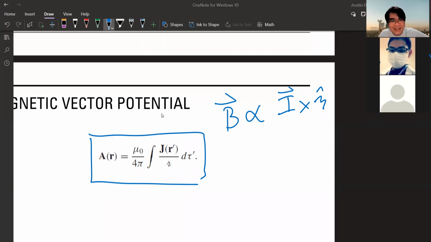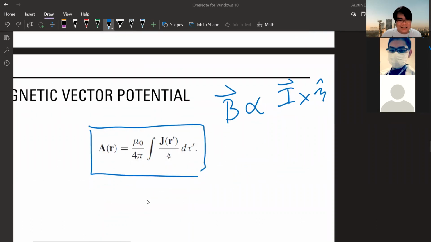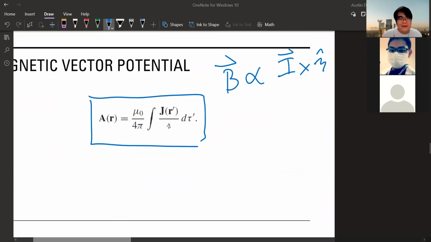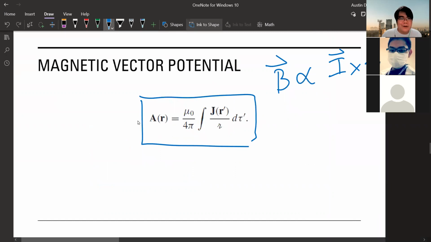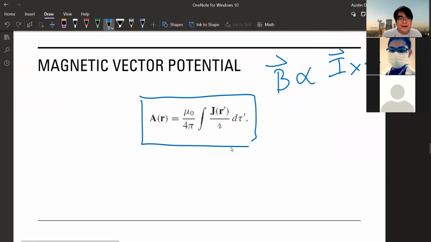Sir, may geometric po ba na significance for magnetic vector potential? Wala pa siyang significance for now. Mathematical, ngayon mathematical object pa lang siya na tutulong sa pag-solve. Pero sa chapter 10, dun pa lang siya nagkakaroon ng use. Pero yes, meron siyang significance in our physical problems. Yung magnetic vector potential. Okay?